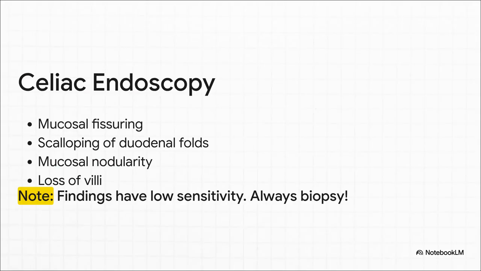When you're doing an endoscopy for suspected celiac, you might see some of these classic visual clues like scalloped folds or fissures. And this is so critical to remember, you can't trust your eyes alone. These findings have low sensitivity. The duodenum can look perfectly normal, even in really severe celiac disease.